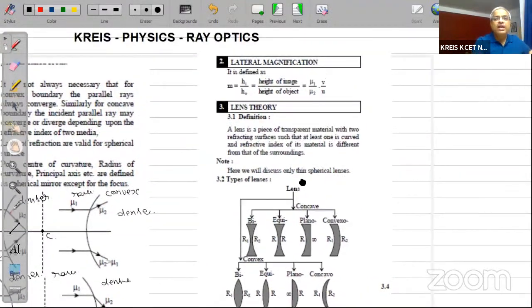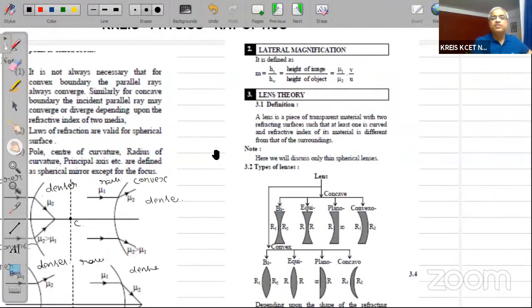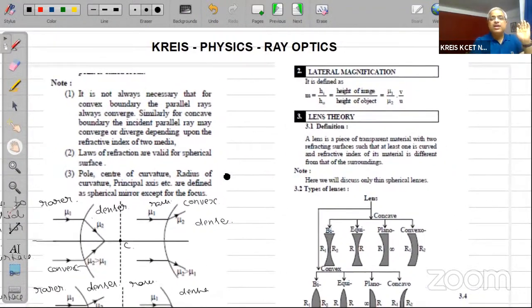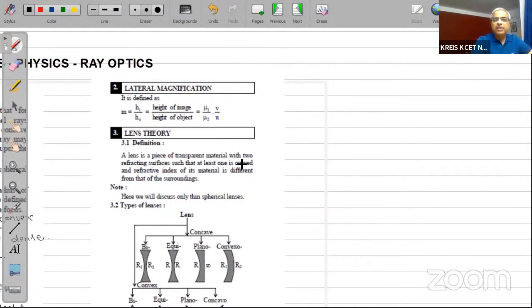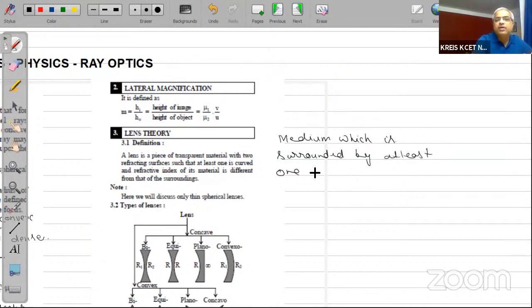Okay, now let us come to the third point in this, which is now about lenses. Okay, what is a lens? A lens essentially is something where a medium is surrounded by, let me write it clearly here, a lens is something where there is a medium which is surrounded by at least one spherical surface.